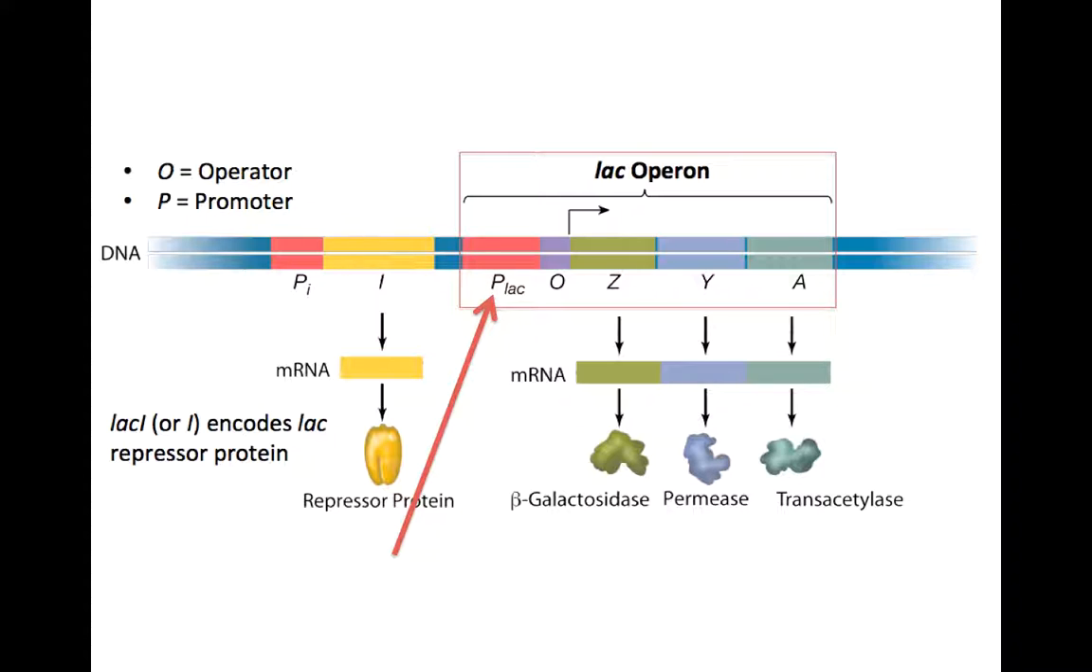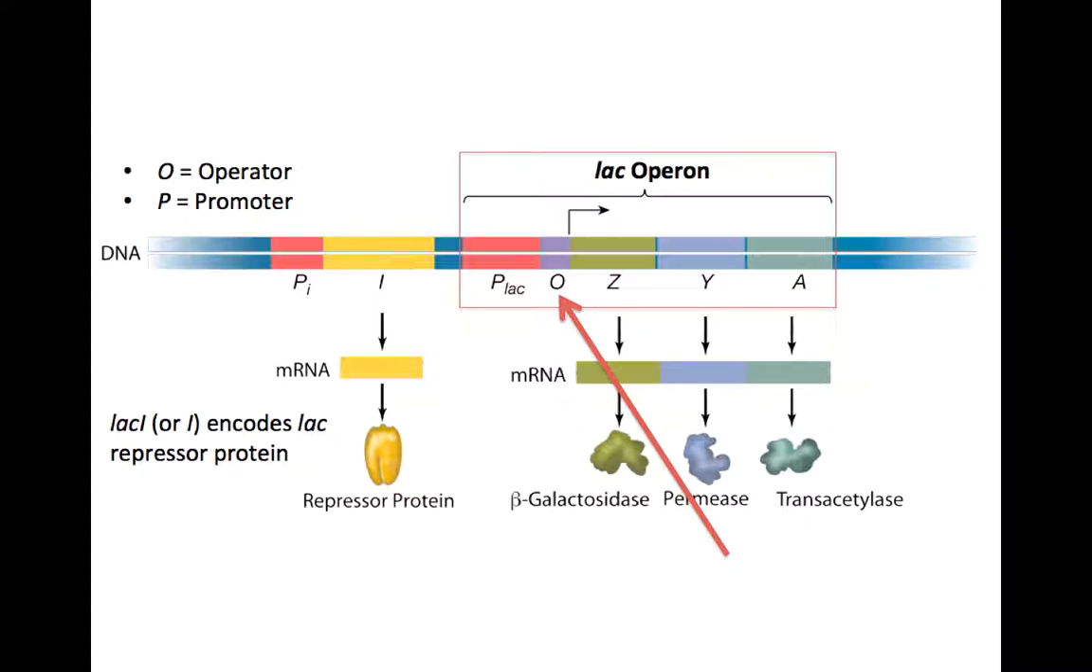Moving to the start of the lac operon, we come to the promoter. Because RNA polymerase can't bind directly to LAC-Z, LAC-Y, and LAC-A and start transcription, the promoter is necessary as the site of RNA polymerase binding. Without a functional promoter, RNA polymerase can't bind and none of the structural genes are going to be transcribed.